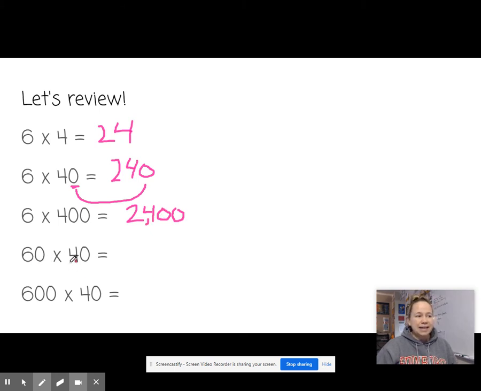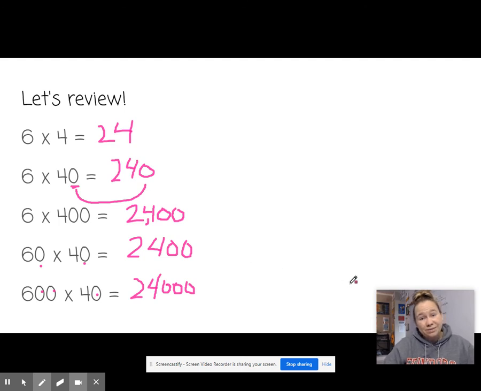How about 60 times 40? Well, 6 times 4 is 24. And I need to put these 2 zeros on the end because I'm multiplying both by digits in the tens place. And how about 600 times 40? 6 times 4 is 24. And I have 1, 2, 3 zeros that I need to add at the end. Are you noticing this pattern? That when you multiply by a number in the tens, hundreds, or thousands place, you're really putting those zeros on the end. And that's the pattern.